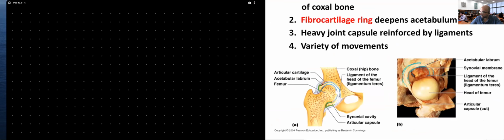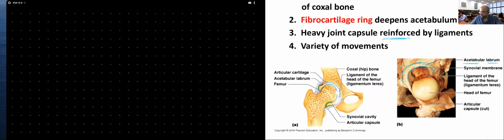to be surrounded by a thick fibrocartilage ring called the acetabular labrum. All right. Also, it is going to have a heavy joint capsule.